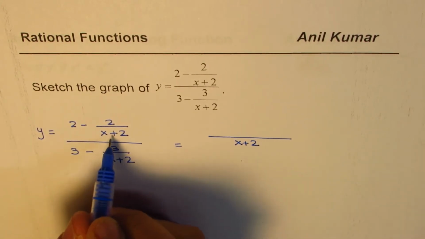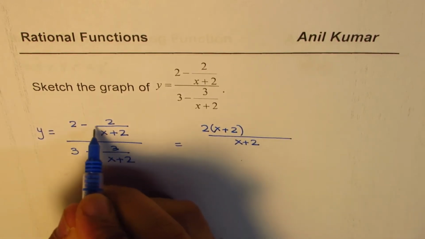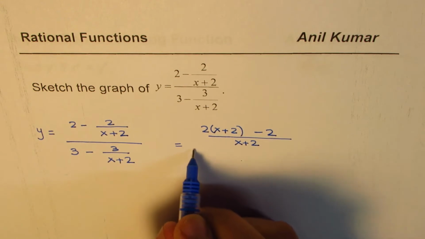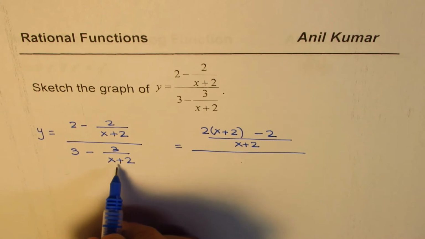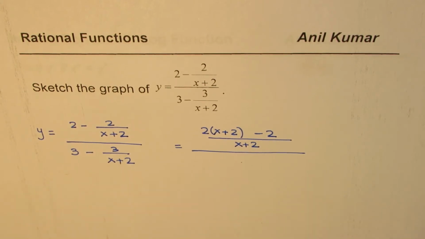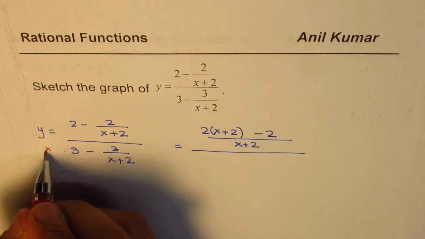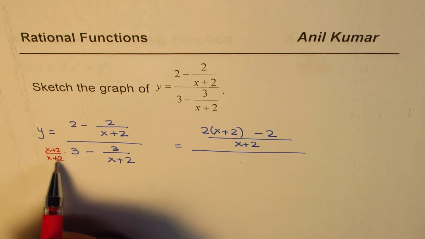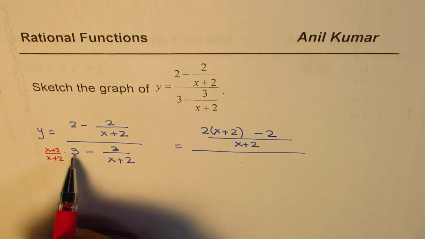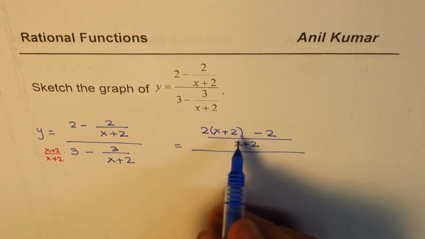So that is to say, we'll cross multiply 2 with x plus 2, and we're left with minus 2. Same thing we are going to do in the denominator. We'll take x plus 2 as a common denominator. At times, you could multiply this term by x plus 2. So these are very popular ways of taking common denominator. So in that case, you get common denominator of x plus 2, and the numerator becomes 3 times x plus 2. Is that okay? Right, so you get a similar thing.